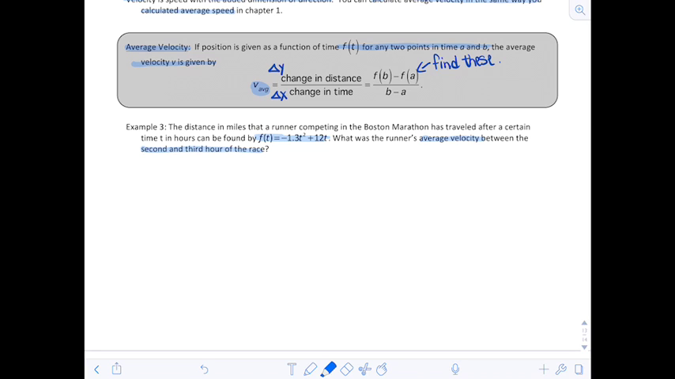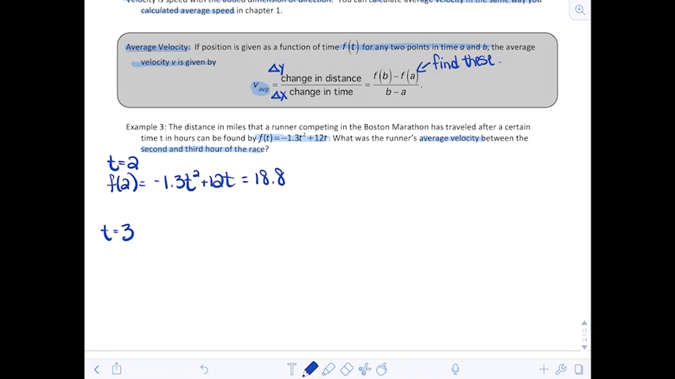So we want average velocity over time. So we want it between the second hour of the race and the third hour. So I'm going to find time equaling 2 and time equaling 3. So f of 2 will be negative 1.3 t squared plus 12t, and that is going to give me 18.8.